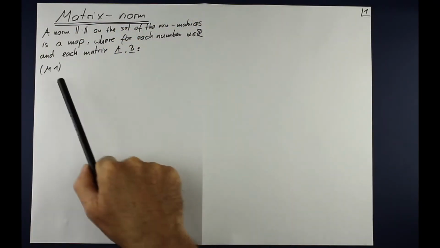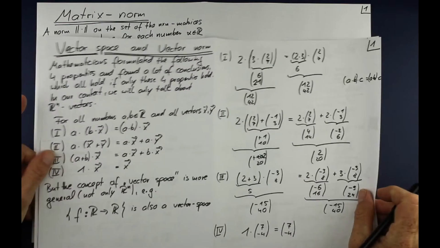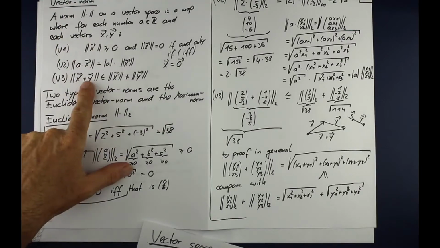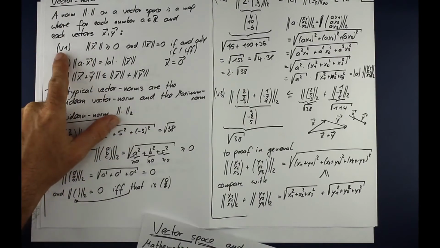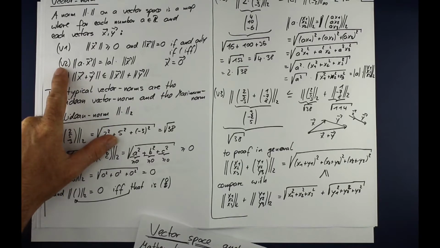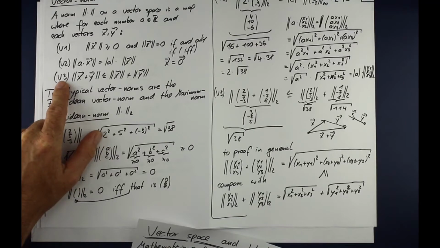And now what will follow? It will follow three properties, more or less the same properties as we have seen here for vector norms. Now we name it M1 instead of V1, this one we name it M2 instead of V2, and this one we name it M3 instead of V3.